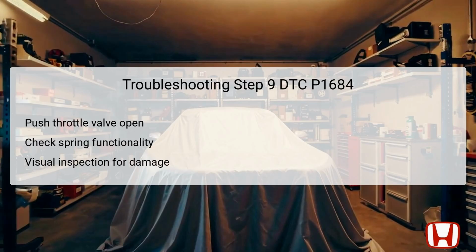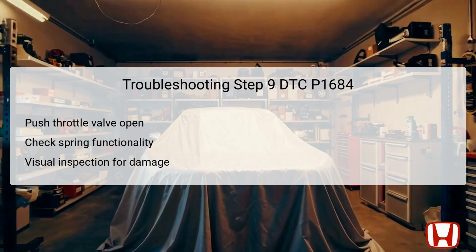The ninth troubleshooting step involves physically pushing the throttle valve open to assess the return spring's functionality. Technicians should do this carefully to prevent unintentional activation of the throttle mechanism. This step allows direct observation of how well the throttle valve operates when engaged manually. By witnessing the spring's response during this test, mechanics can evaluate whether it is functioning adequately or exhibiting performance issues.